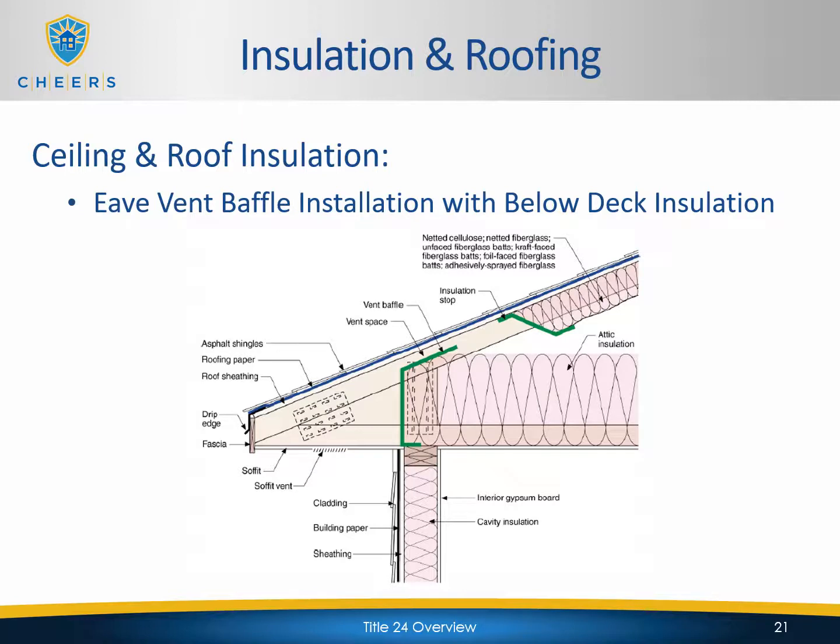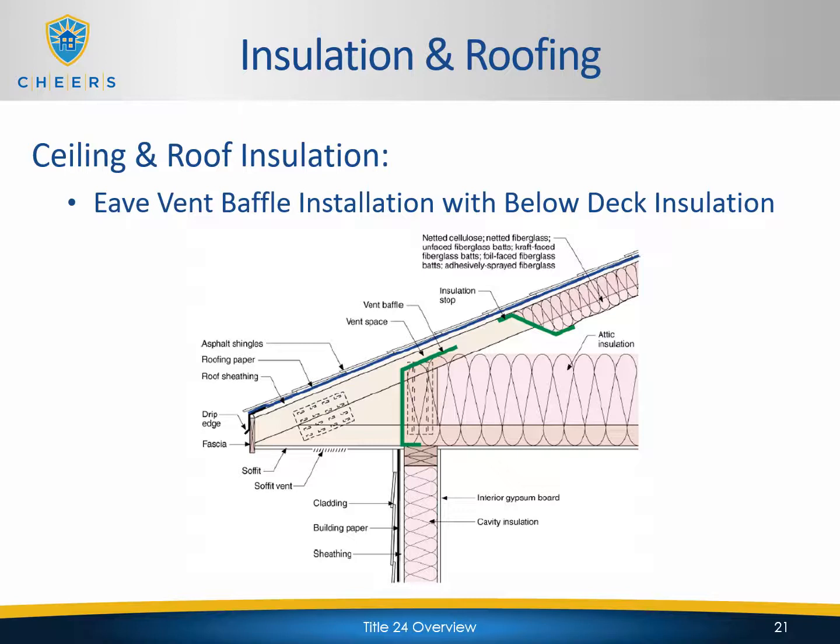These E-vent baffles should be installed in 2 different locations. Now, if you don't have below deck insulation because you're using the ducts in conditioned space, you'd only need to put it in the first location. But if you do have both, then you'll need to have baffles in both of these locations. So you can see at the top of the wall where it intersects with the ceiling, there's that green line there. That is the vent baffle, and that's where the baffle is traditionally found.